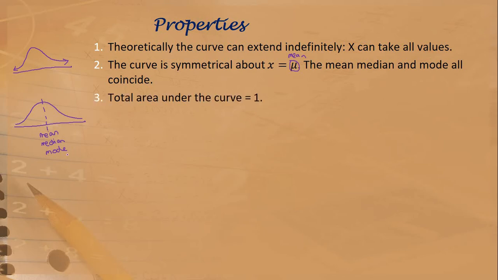One of the properties of a continuous probability distribution that you might recall is that the total area under the curve equals 1. Because this is a property for all continuous distributions, it's going to be the same in this case as well, that the area under the curve is equal to 1.